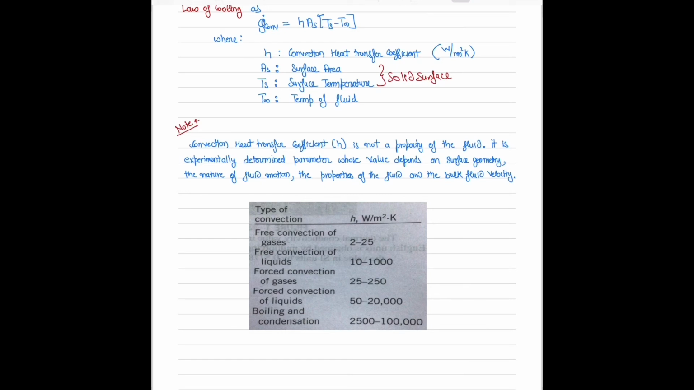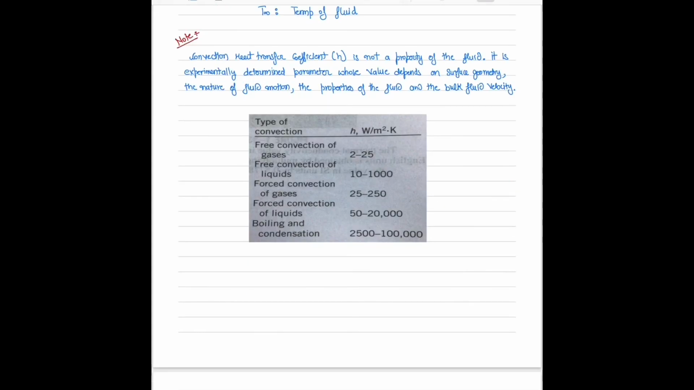So the free convection of gases has a heat transfer coefficient ranging from 2 to 25, whereas the free convection of liquids has a range from 10 to 1000. Similarly, forced convection of gases has a range from 25 to 250, and the convection coefficient for forced convection of liquids is between 50 and 20,000. Boiling and condensation have the highest values of heat transfer coefficient, in this range. From this table, we can make some observations as follows.